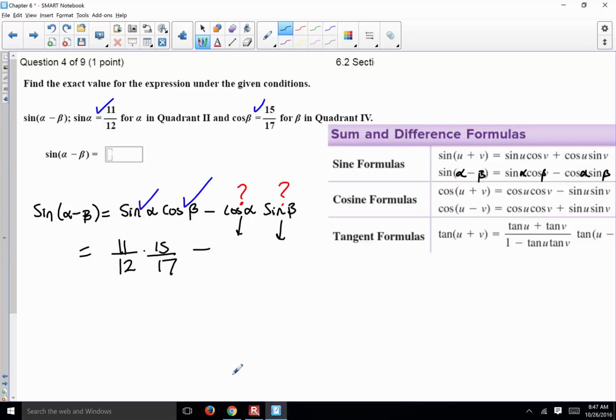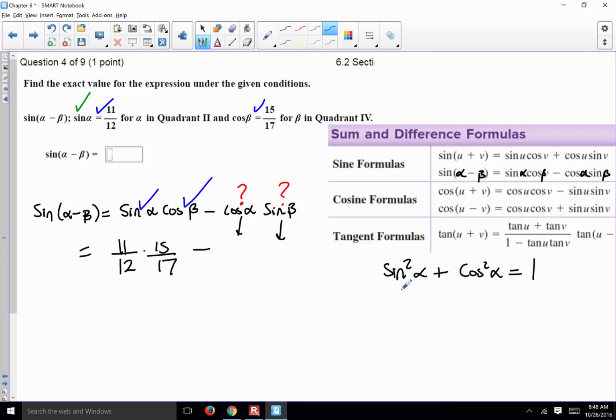What do you think? I need to know cosine alpha, and they have provided us sine alpha. If I know sine, how do I get cosine? Do we have an equation between sine and cosine? I can use the sine value to get the cosine. I believe in our toolbox there is a formula for that. What is it called? Pythagorean identity. Sine square plus cosine square is 1. So sine square alpha plus cosine square alpha should also make 1.